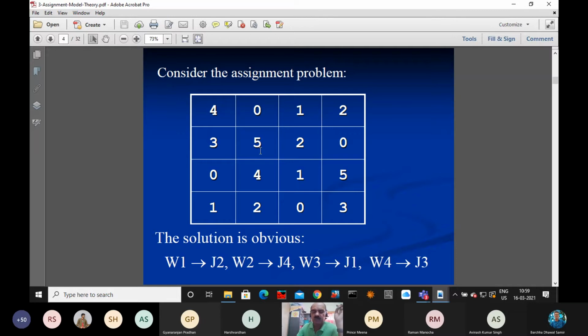See, the minimum cost equal to 0, and we have assigned W1 to J2, W2 to J4, W3 to J1, W4 to J3. Okay, there are 4 workers and 4 jobs. We have assigned 1 worker to 1 job. Okay, in this manner. So this is the optimal assignment, and this is only one optimal solution.